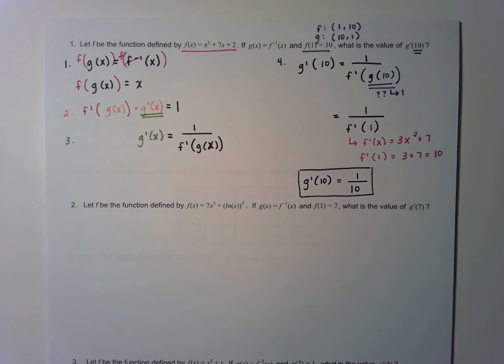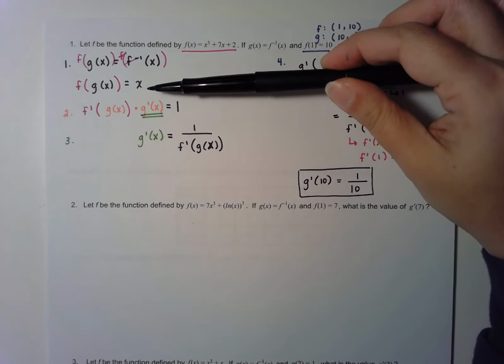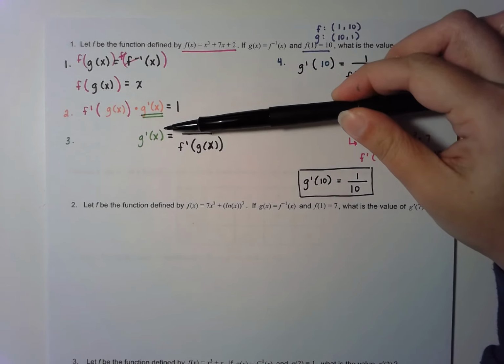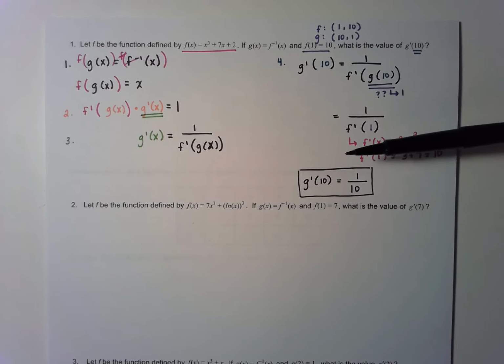Now let's make sure we followed our 4 steps. Our steps were get rid of the inverses, take the derivative using chain rule, solve for what you wanted to know, substitute, and simplify. We did it. We got our derivative. We're done. Let's try problem number 2.